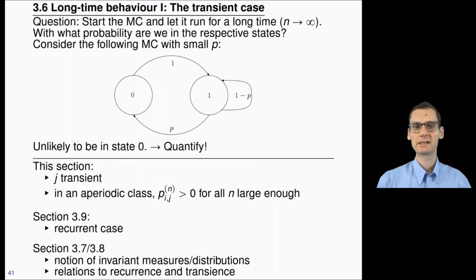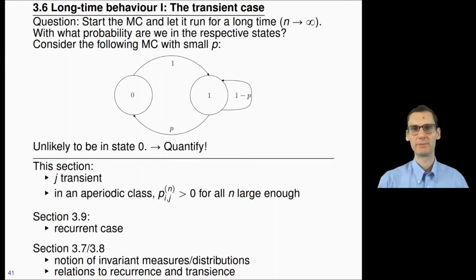So this is this section, and then in section 3.9 we're going to see the corresponding result for the recurrent case. This will be much more interesting than the transient case, and we have to prepare for this in sections 3.7 and 3.8. So we need another notion, the notion of an invariant measure or an invariant distribution, and we will see that there's a relation between these invariant measures and invariant distributions to the concepts of recurrence and transience.